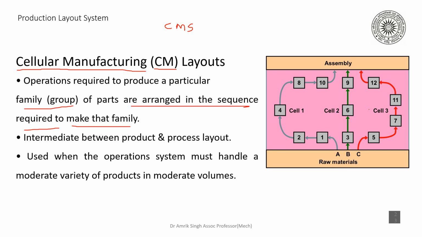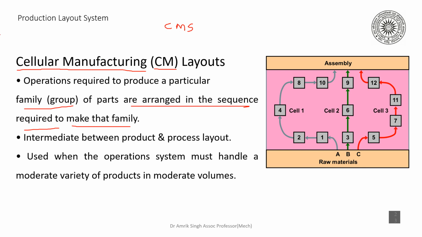In cell 1 there are 4 machines: 1, 2, 4, 8, 10. In cell 2 there are 3 machines, and in cell 3 there are 4 machines. So these different routings are given for the particular type of product.